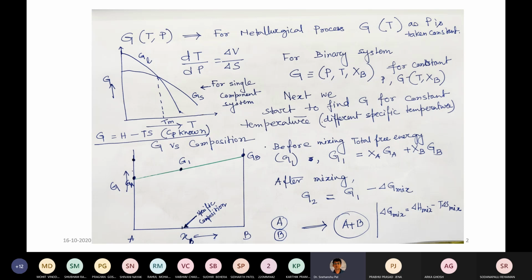So you can also call it the heat of solution. Ignoring volume change, it depends only on the difference in the internal energy. If you ignore the volume change, then it actually represents the difference in the internal energy. And del S mix is the difference in entropy between the mixed condition and the unmixed condition, that is, between the mixed and unmixed state.